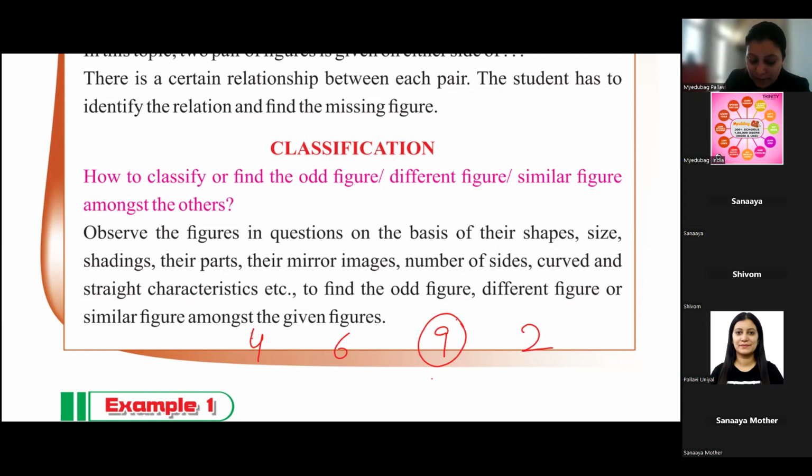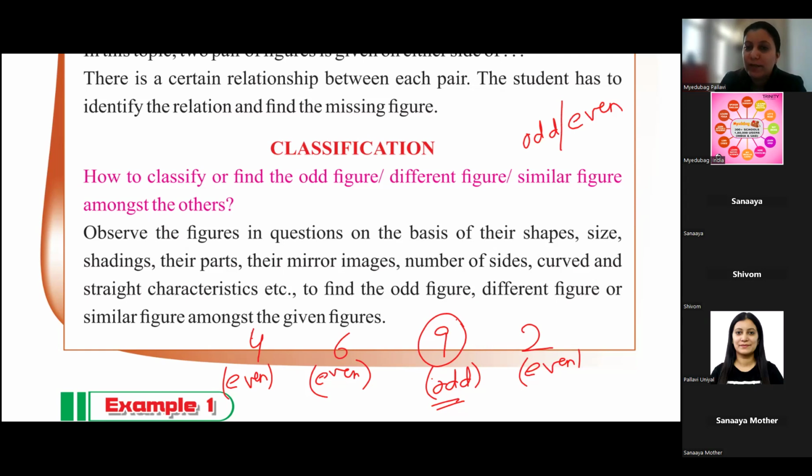जैसे if you see 4 is an even number. Yes ma'am. 6 is also an even number. 2 is also an even number, except for 9, which is an odd number. Okay ma'am. Okay, so when we talk about classification based on numbers, numbers के case में हमने कौन कौन सी properties देखनी हैं, that numbers can be grouped, like the characteristic can be odd and even numbers, है ना? This is one property जिसके basis पे हम numbers को classify कर सकते हैं, whether they are odd and even.